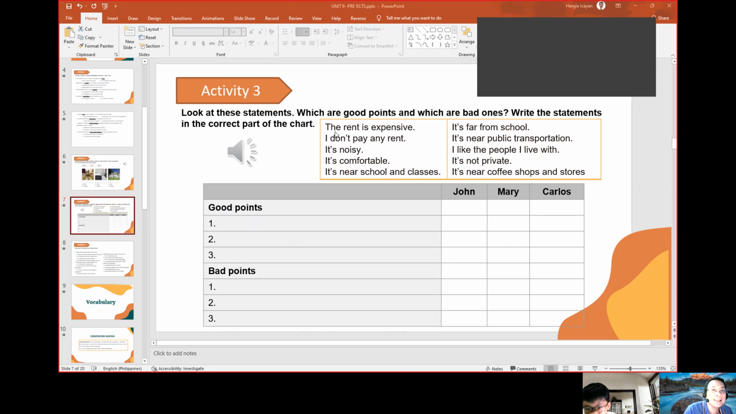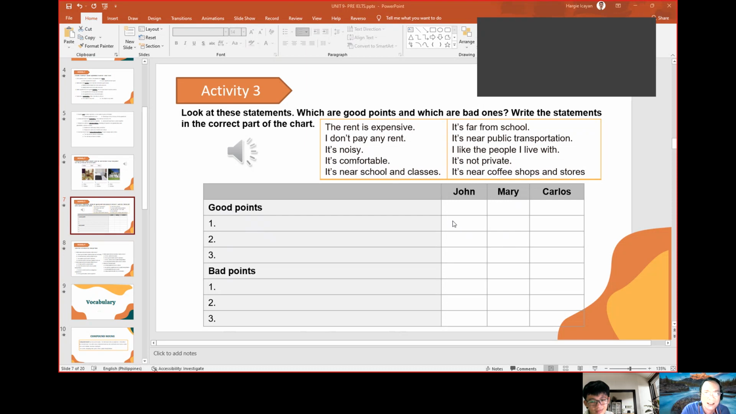In the first column, it's expensive. Of course that's a bad point, because you need a lot of money in order to pay for the rent, right? And then the second bad point, it's noisy. So you will not be comfortable if the people in there are noisy. You cannot concentrate, right? Okay, so that's good. Now let's try to find out who said that.